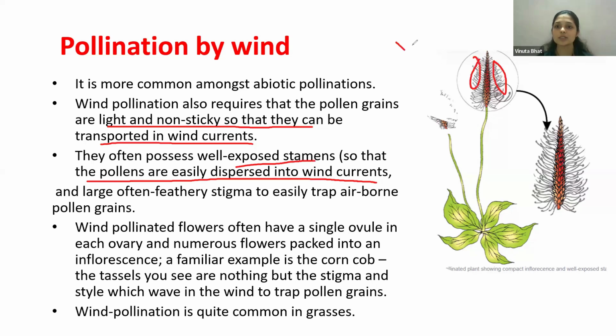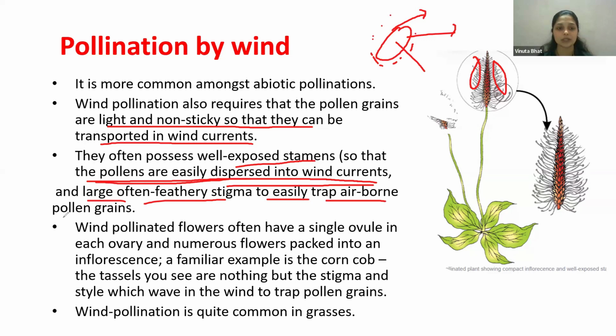So if the stamens are exposed, what happens? What is on the stamens? Pollen grains, right? These pollen grains are easily carried by the wind. So they have well exposed stamens so that the pollens are very easily dispersed into the wind currents, and large, often feathery stigma to easily trap the airborne pollen grains.